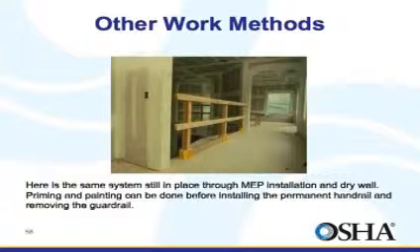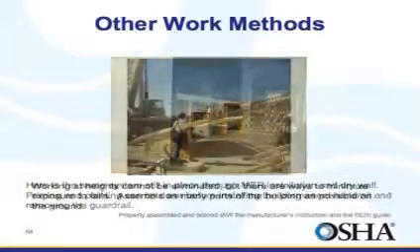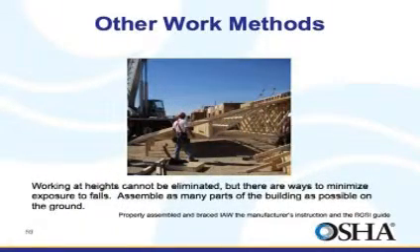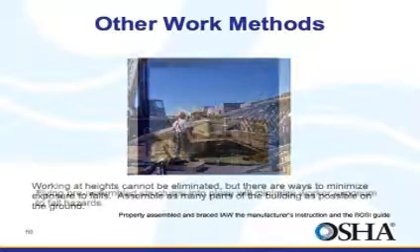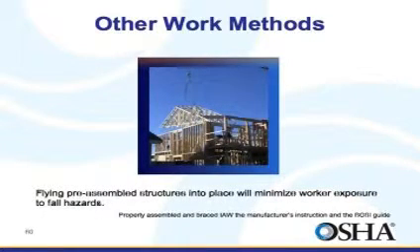Priming and painting can be done before installing a permanent handrail and removal of the guardrail. As we stated previously, working at heights cannot be eliminated, but there are ways to minimize exposure. By assembling as many parts of the structure as possible on the ground, we can reduce workers' frequency and duration of exposure to falls. Properly assembled and braced systems that are erected in accordance with the Building Component Safety Information Booklet can be hoisted and flown into place. This minimizes worker exposure to fall hazards.